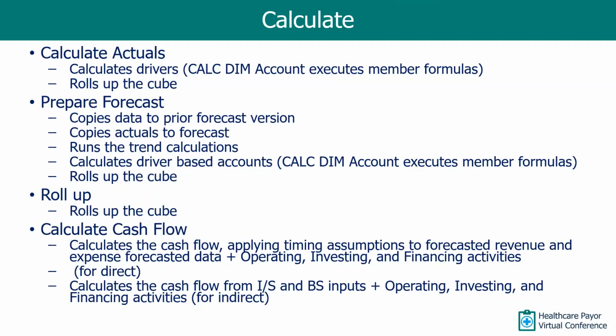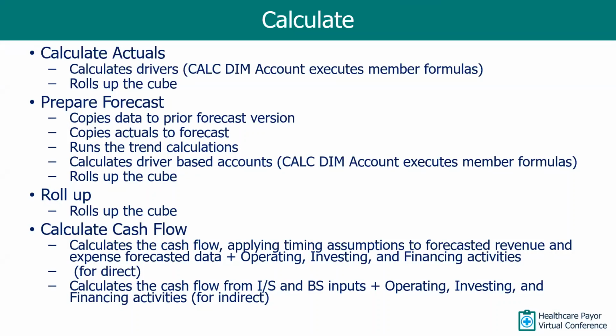What that does is it makes an archived version of the forecast. It's going to update actuals into the forecast version, so that way you have the latest set of information. The rule then runs those trend calculations that we talked about. It's going to calculate those driver-based formulas that you may have created, and then do an aggregation of the cube. And then you're almost ready for your users to plan.